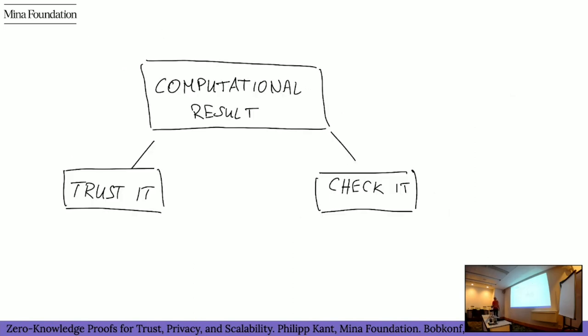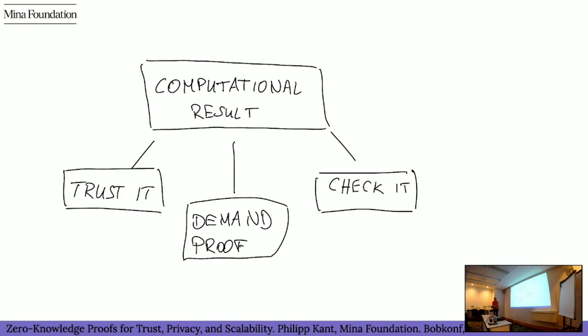So with these zkSNARKs, we have a third alternative, right? We don't need to trust the other nodes. We don't need to check the result. We can just demand that they give us a proof and then verify the proof. And that proof, because of the succinctness, can be verified much quicker than redoing the whole computation.